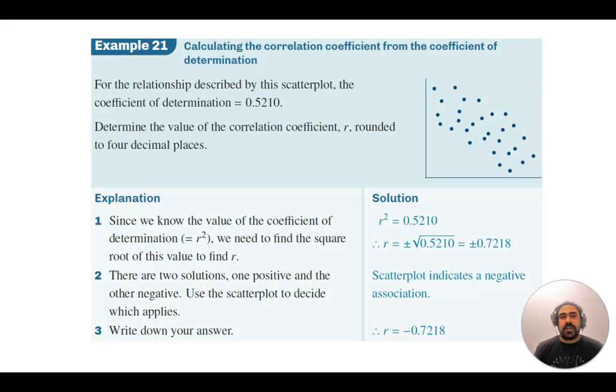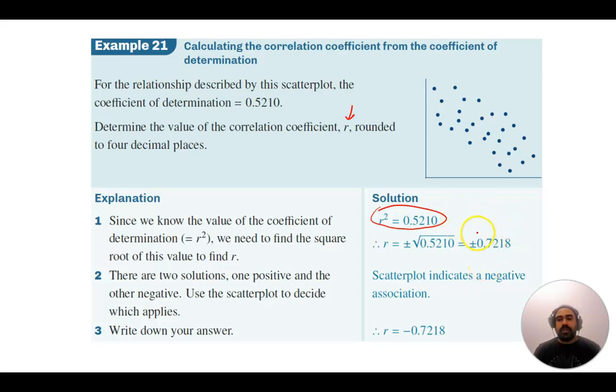Now what we're going to do is calculate the correlation coefficient from the coefficient of determination. So let's say that the coefficient of determination has been given to you this time, which is 0.5210, and we want to work out what the correlation coefficient R is. So we've got our determination, now we want to work out how do we get R, and this is just by doing the opposite. So we know what R squared is in this case, so we are going to try to figure out what R is, and all you need to do is square root that number.